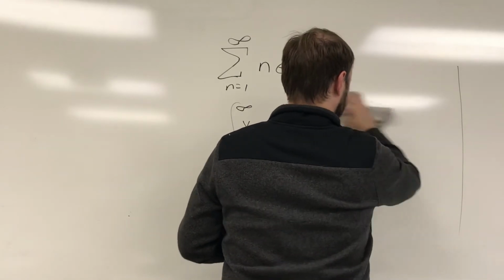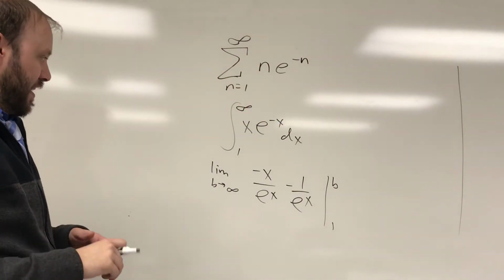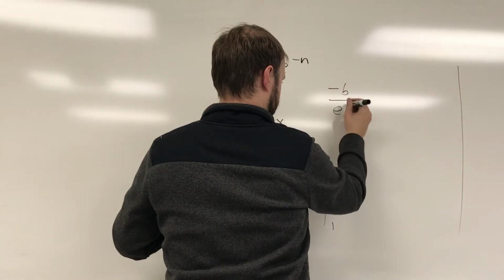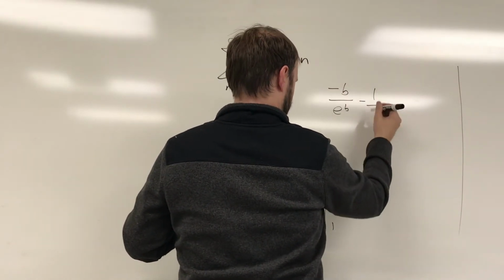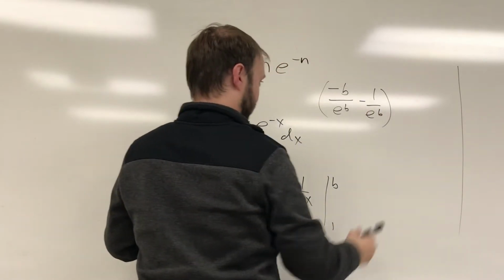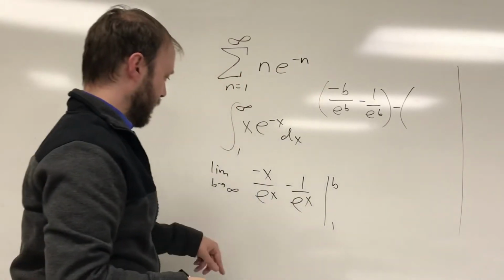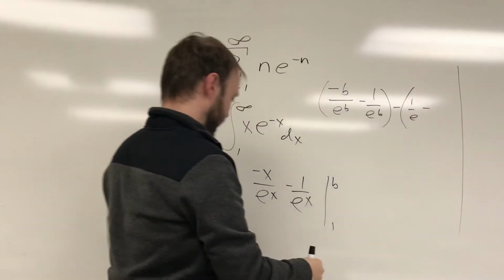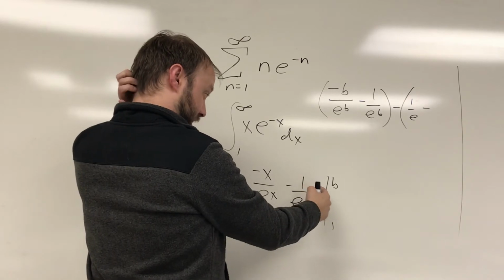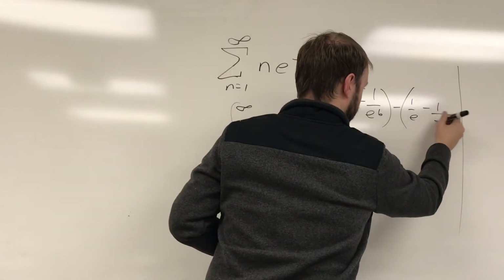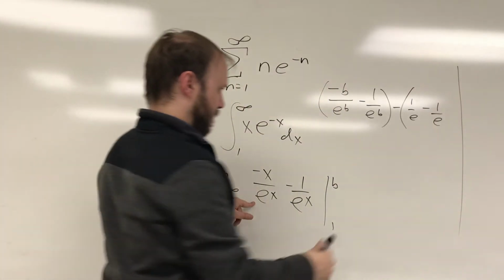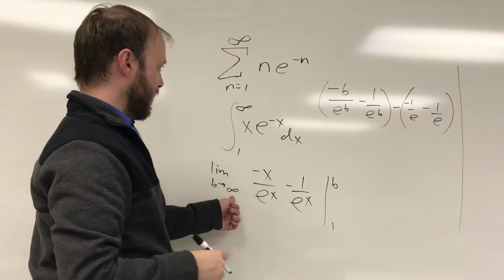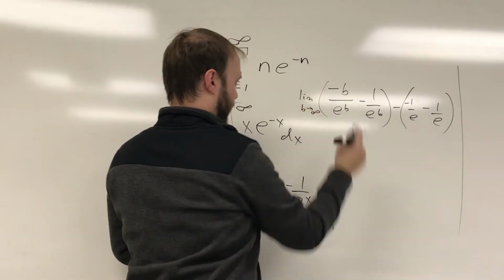All right, so if we substitute here, you're going to have negative b over e to the b minus 1 over e to the b, minus, and then you're substituting 1 in here. That's going to be negative 1 over e minus, oh, that's interesting. When you put 1 in here, you're going to get another 1 over e. By the way, I need to be careful. That's negative 1 over e. Okay? And we're really taking the limit of this as b approaches infinity.